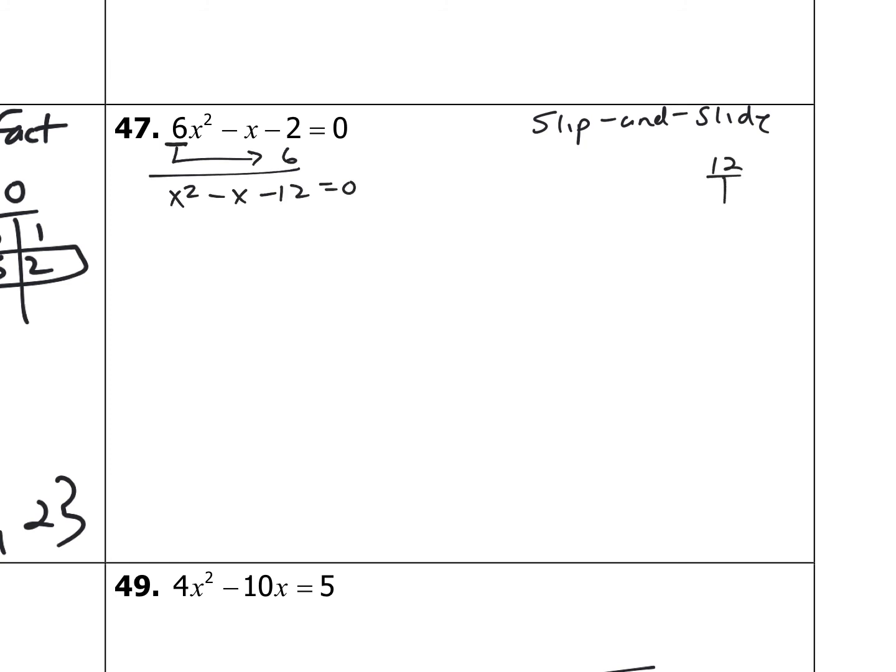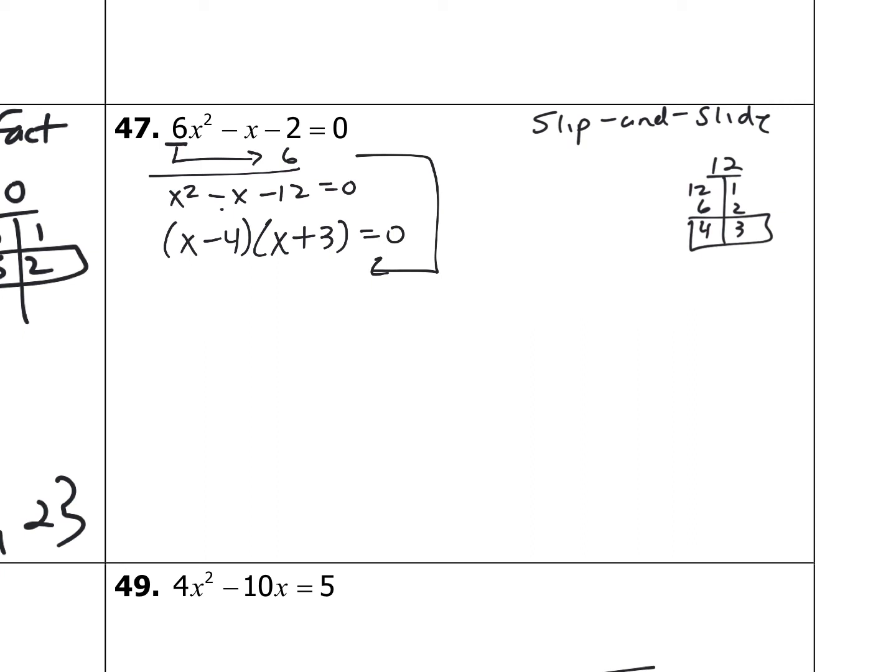Now I need factors of 12 that add to equal negative 1: 12 and 1, 6 and 2, 4 and 3. And that's going to be the factors I use. So this is going to be x minus 4 because the b term is negative, so I need the larger factor to be negative. And x plus 3 equals 0. Now I can't forget my slide.